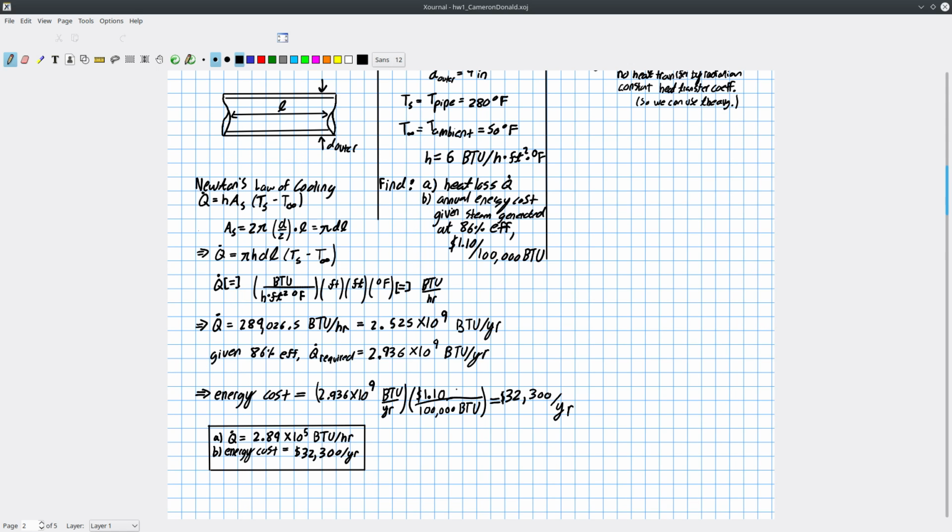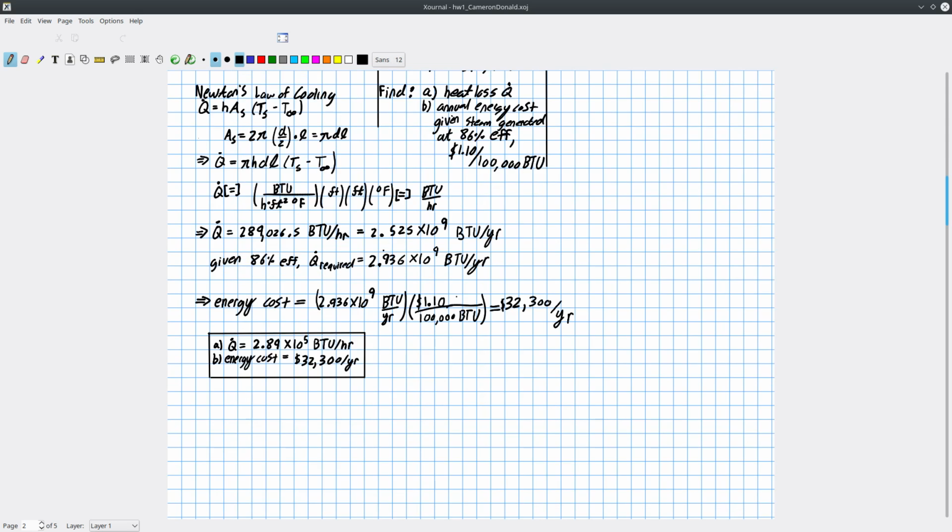To find the energy cost, we know steam is generated at 86% efficiency and we have the price here. So we can find the amount of heat loss per year. We can use the efficiency to find the required heat and then use that price to find how much it's going to cost per year.